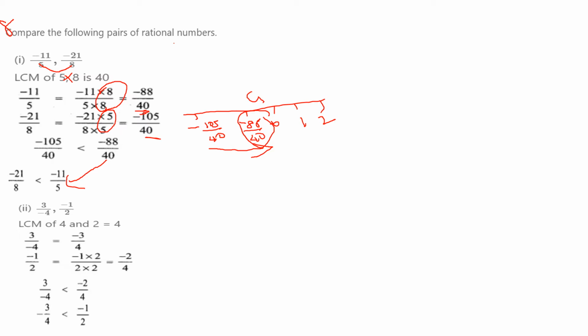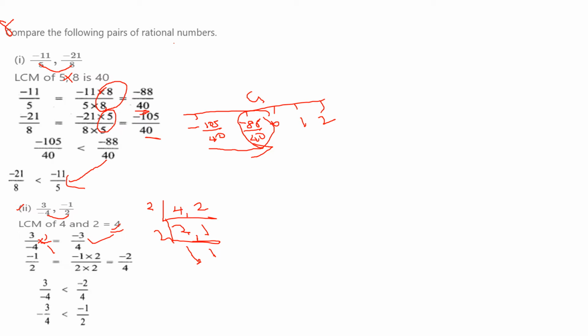Second sum, 3 by minus 4 comma minus 1 by 2. Here 4 comma 2. 2 2s are 4, 1s are 2. Again 2, 1 comma 4. Because 2 is divisible in 4, our LCM is 4. So given 3 by minus 4 means minus 3 by 4.